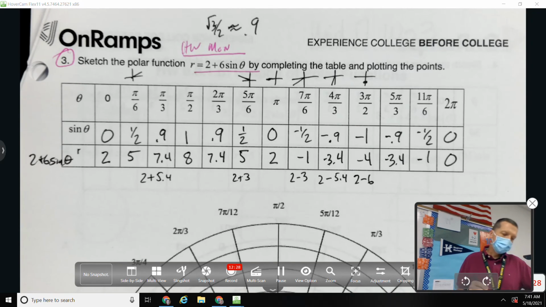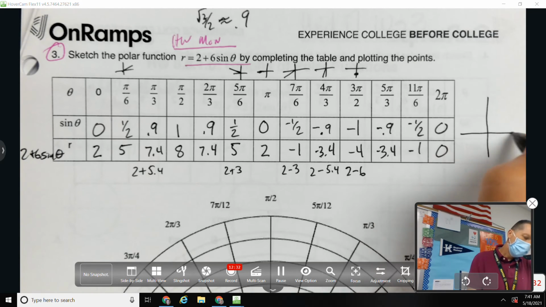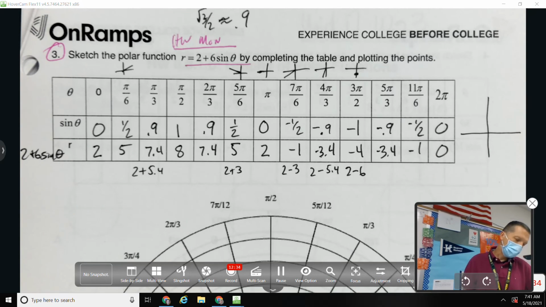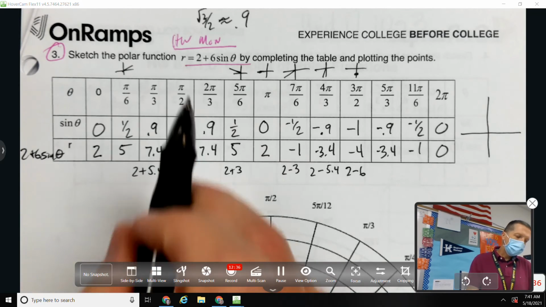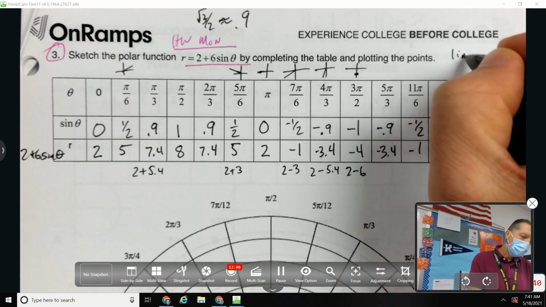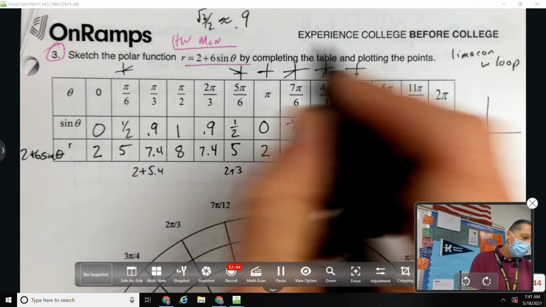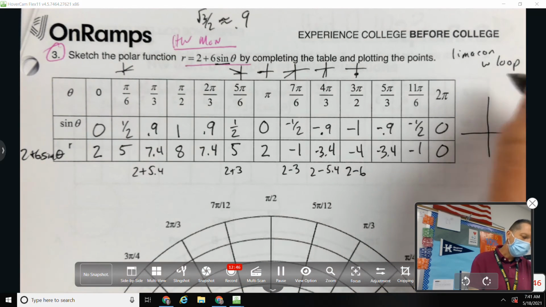If you plot all of those, I'm not going to take the time to plot them all, because after today you'll know kind of the shortcut for what this looks like. This is going to be a limacon with a loop. Again, you don't know how to do that yet. Because it's sine, it's up and down.